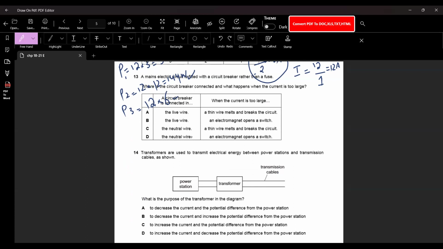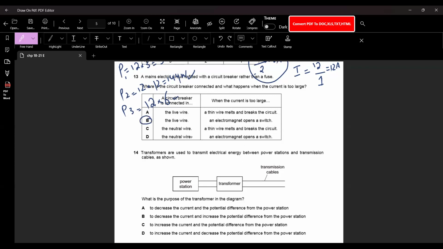Live wire. Always live wire, which means we are going to look for option number A and B. When the current is too large, the thin wire would melt. Where the circuit breaker is connected, what happens when the current is too large? The switch would open. A thin wire melts in the case of a fuse, but it does not melt in the case of a circuit breaker. So option number B would be the right option.